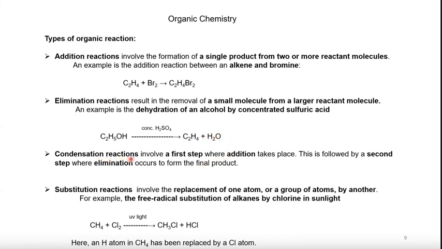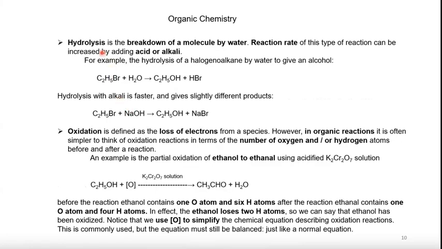So a condensation reaction is a two-step reaction where addition takes place, and this is followed by a second step, which is called elimination, and that is what we call condensation reactions. We come with the final product, and we will come with examples later. And then substitution reactions. We gave an example of substitution reactions earlier when methane and chlorine react, and we showed its reaction mechanism too.